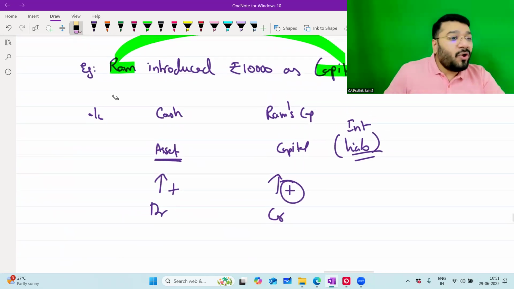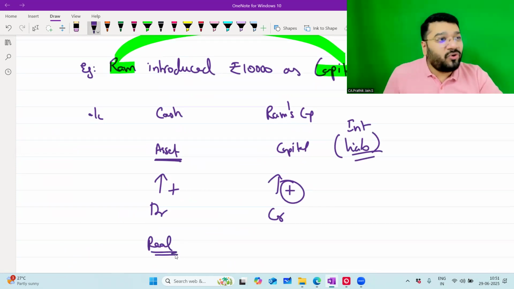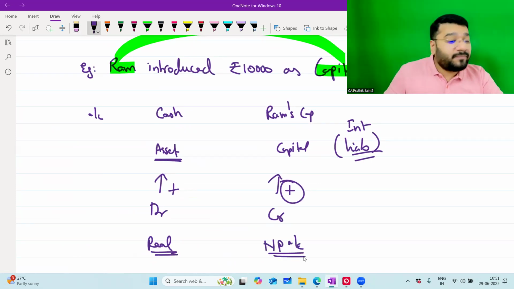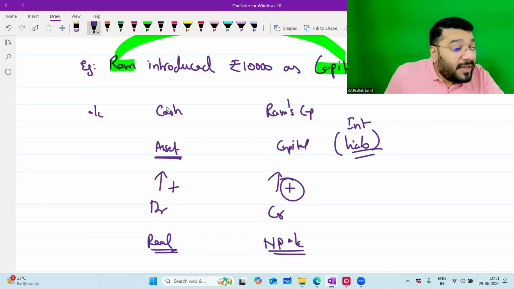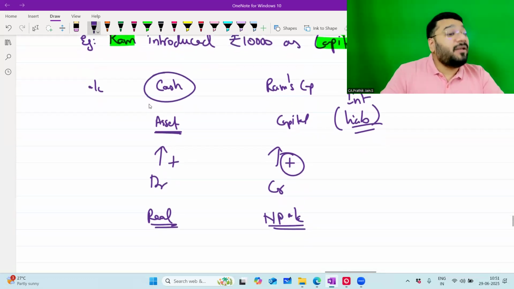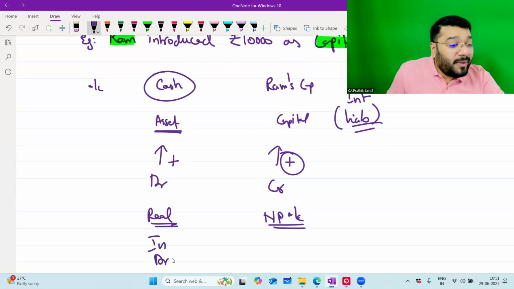As per the golden rule, what classification? Cash is an asset, a real account. Golden rule: real account. And Ram's capital is a natural personal account. Wonderful. In a real account, what is the rule? Debit what comes in, credit what goes out. Cash is coming in or going out? Cash is coming in. So what am I supposed to do? Debit. Oh my God, here also debit.